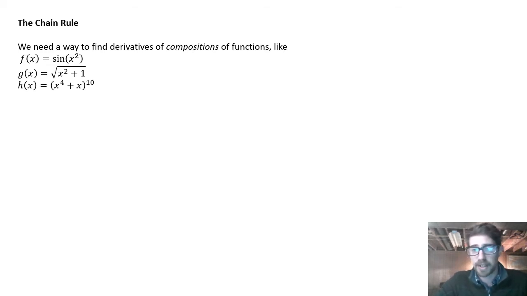x to the fourth plus x to the 10th, that's a function being exponentiated, so the exponent is the outer function in that case. With something like that, we could multiply it by itself 10 times or use the product rule 9 times technically, but we don't want to. There's a better way, and it's called the chain rule.